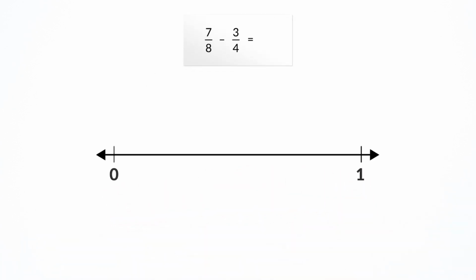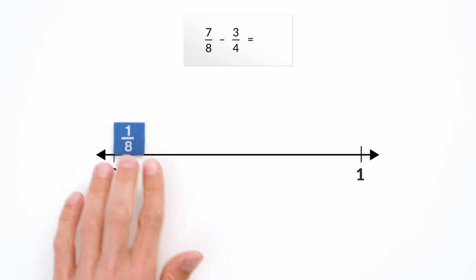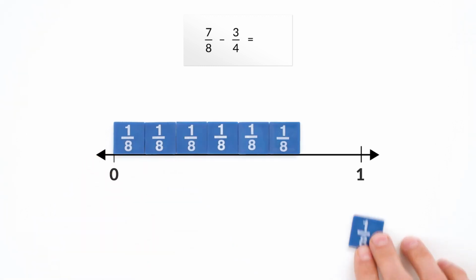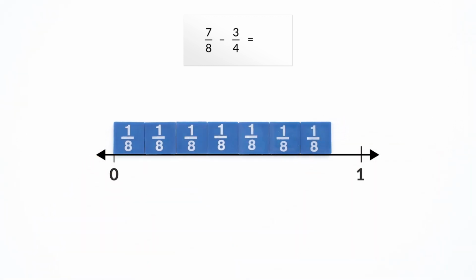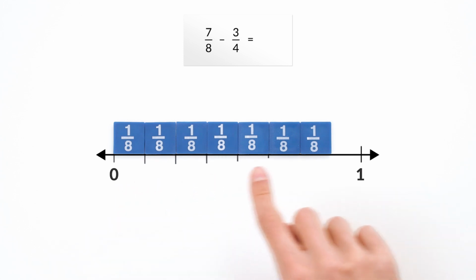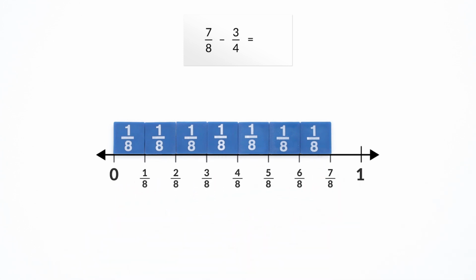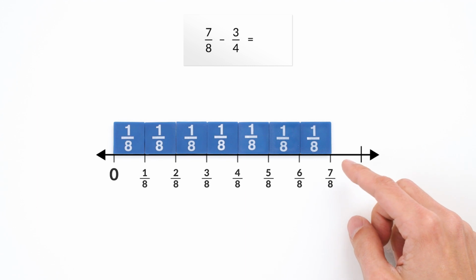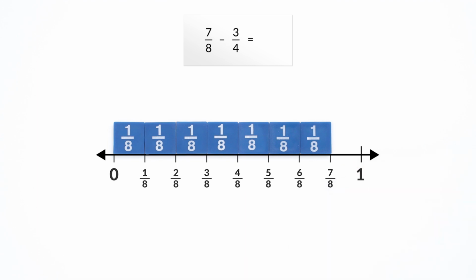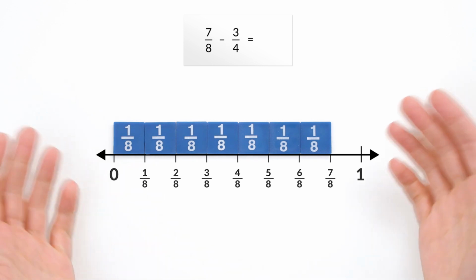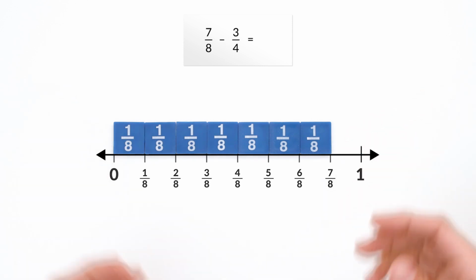First, I'll build 7/8 by lining up 7 1/8 tiles starting at 0. Then we can use the tiles to label tick marks. And we can see that these tiles make a length of 7/8 from 0. Next, we need to take away the quantity 3/4. But all the tiles on the number line are eighths. So how do I take away fourths?